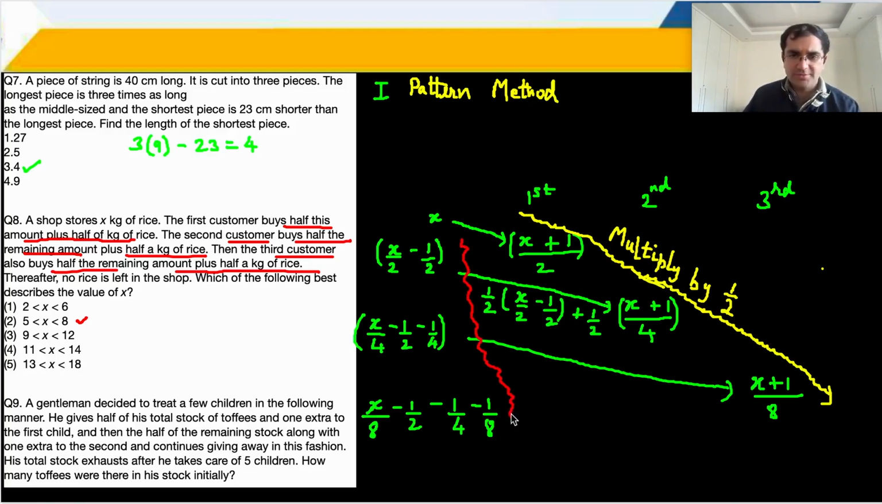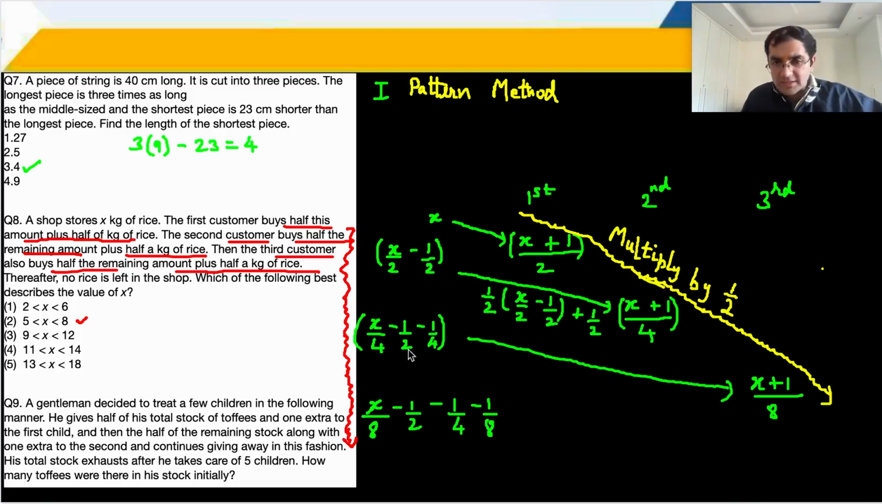This part was taking a lot of time to calculate because of all the subtraction. Do we observe any pattern over here? X by 2 minus 1 by 2, x by 4 minus 1 by 2 minus 1 by 4, x by 8 minus 1 by 2 minus 1 by 4 minus 1 by 8. One pattern that we observe is that coefficient of x is halved. Coefficient of x आधा होते जा रहा है.